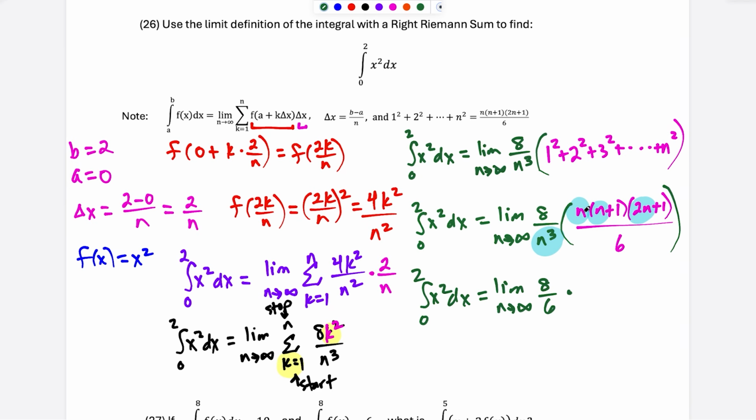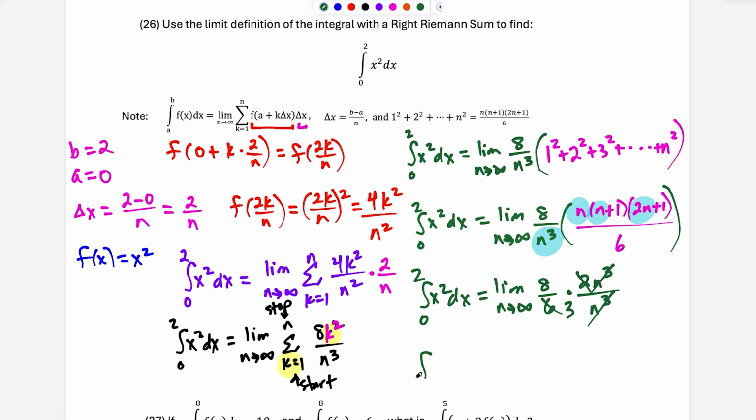But now if I were to expand n times n plus 1 times 2n plus 1, the leading term would be n times 2n, which would be 2n to the third. And then on bottom, we have just that lone n to the third term. But remember, for limits at infinity, we only have to worry about the leading terms. And now notice that these terms here just cancel out. So this leaves us with, if we reduce, 2 over 6 reduces to a third.